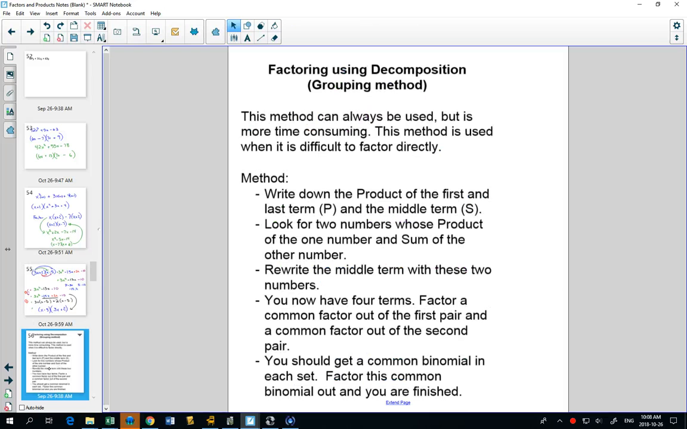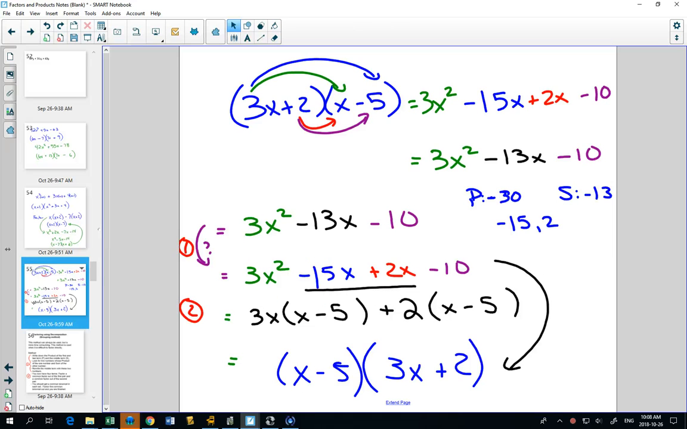And then you now have 4 terms. Factor a common factor out of the first pair and a common factor out of the second pair. So this was, in our thing over there, that was step 1. All of this was step 2. All of that was step 1 in what we did here. Why didn't we do that from the start? Because it's longer. But it just gives you a perfect method to find it so easily.